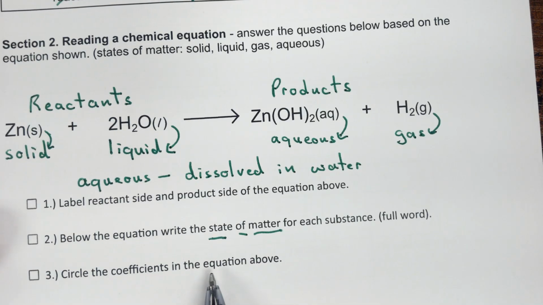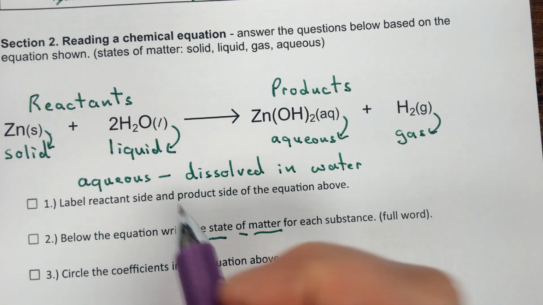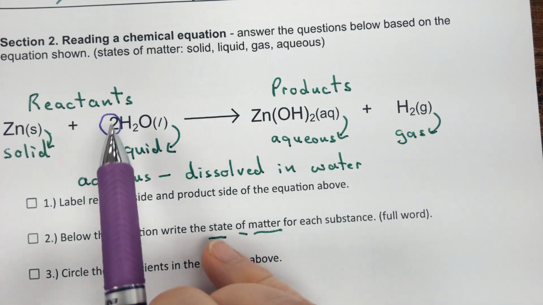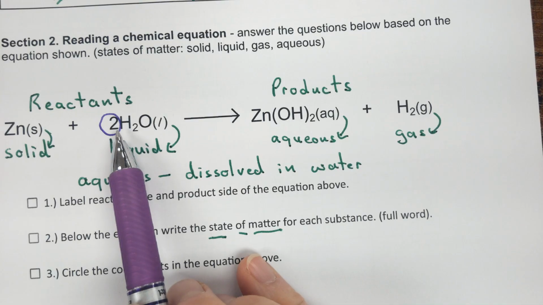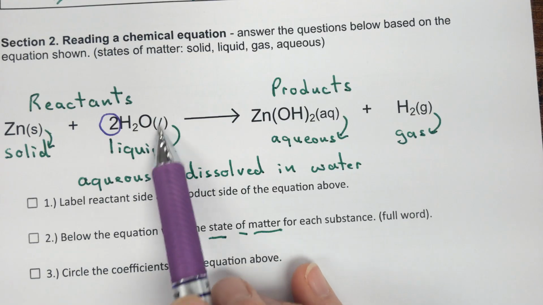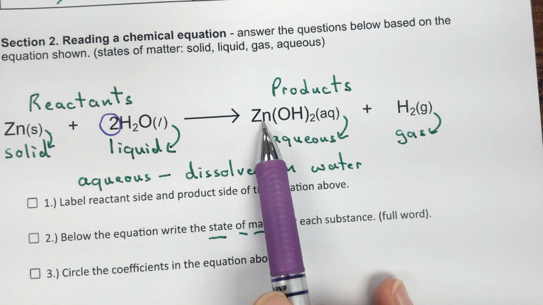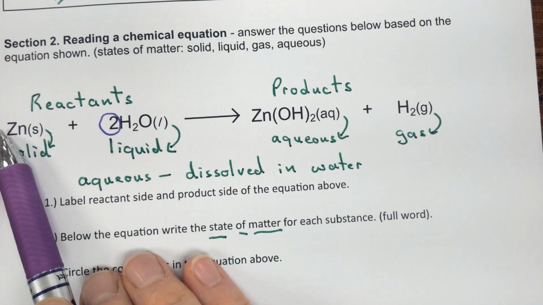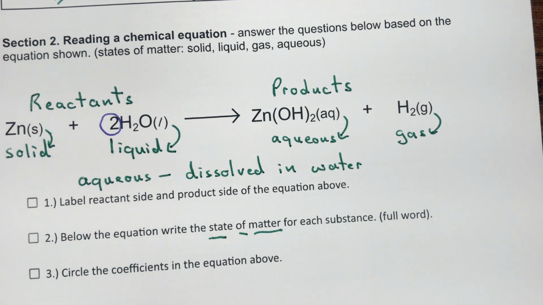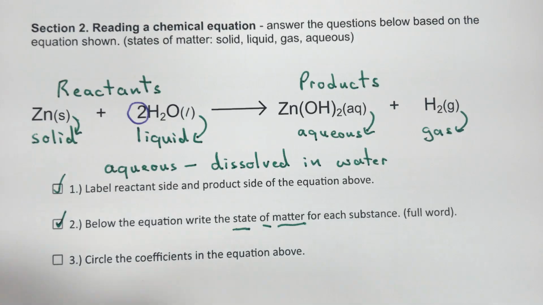Last thing is that it says to circle coefficients. So we have only one coefficient. That is the 2 in front of water, because a coefficient is always a number in front of a formula in an equation, and it multiplies the entire formula. It's saying I have 2 copies of water or 2 molecules of water in this equation, whereas everything else is just a 1 coefficient, and we don't show 1 coefficients. Then, let's see, I was checking off my little list here, check, and I did do this.